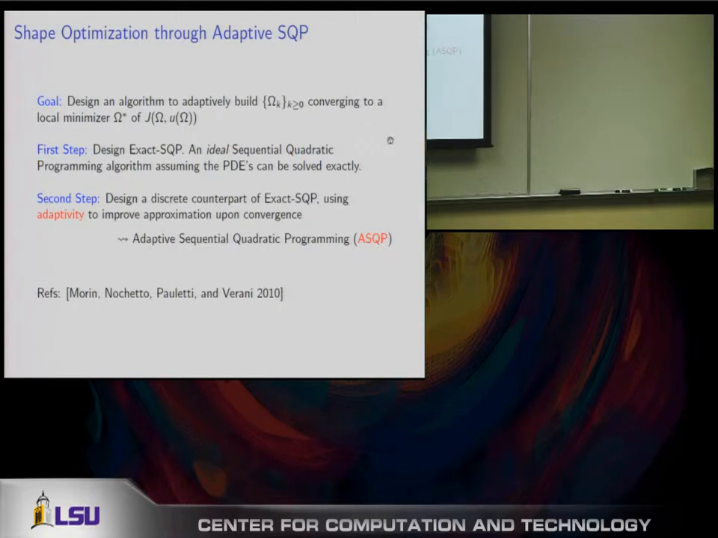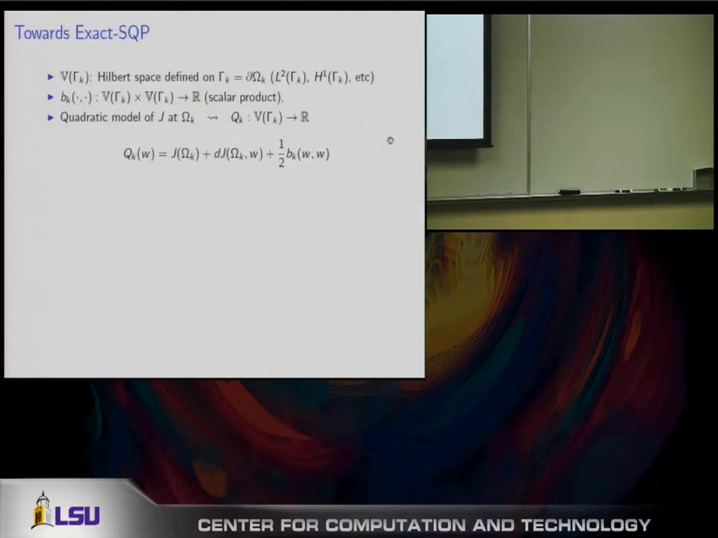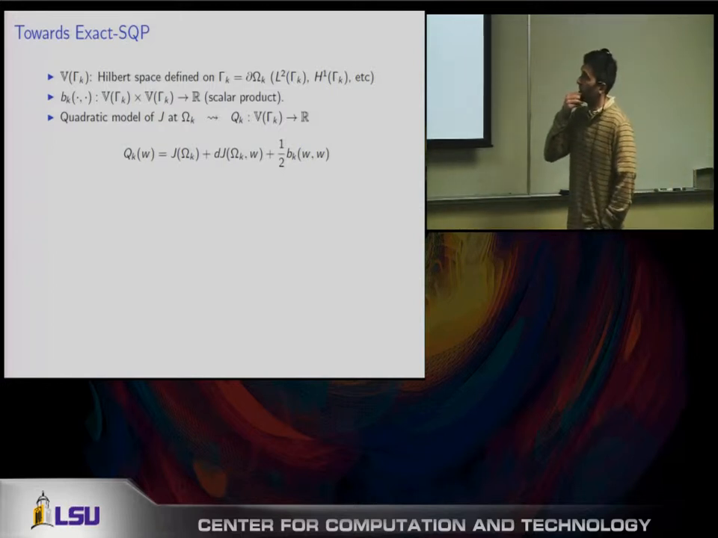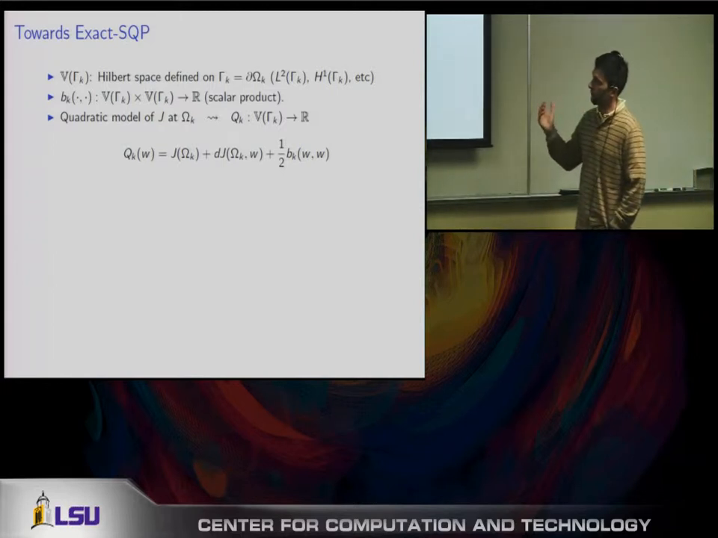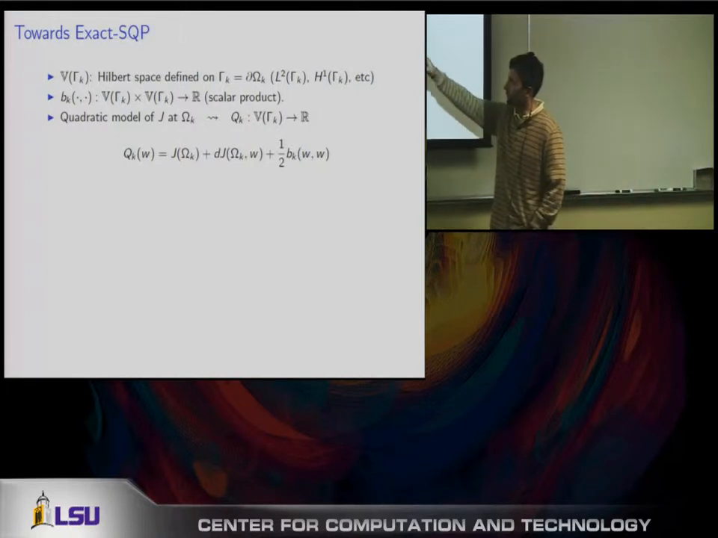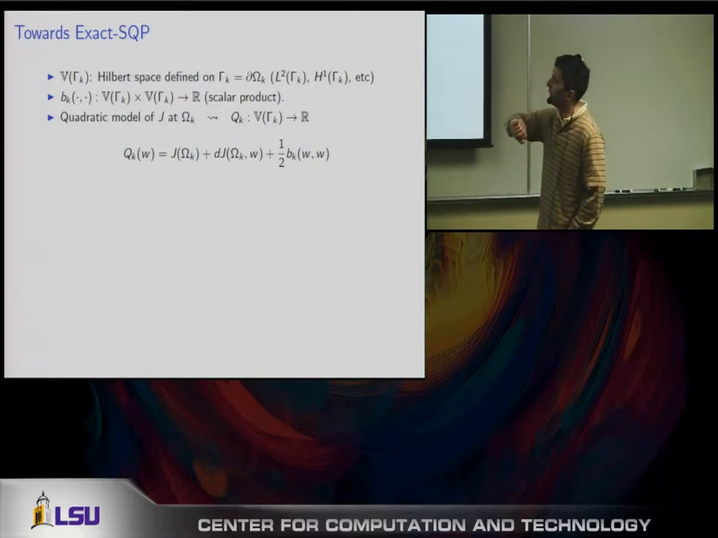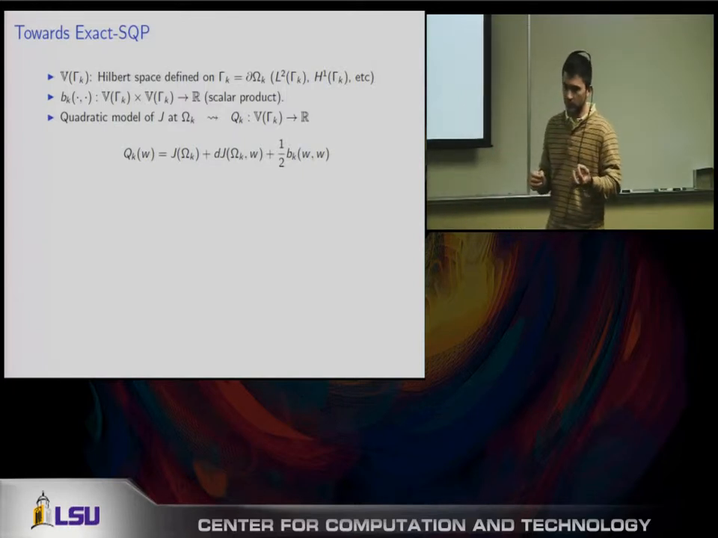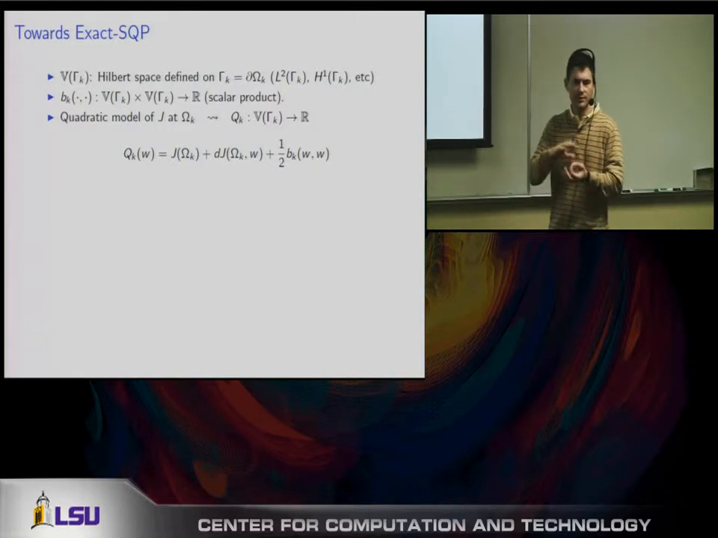So I will skip this and go to the algorithm itself. So the setting for the algorithm. First, you need to define some Hilbert space on the surface, on the boundary. And the scalar product is given by B_k. And then what you do is, you're at the point of your functional, which is a surface, and you replace your functional at this point by some quadratic model.